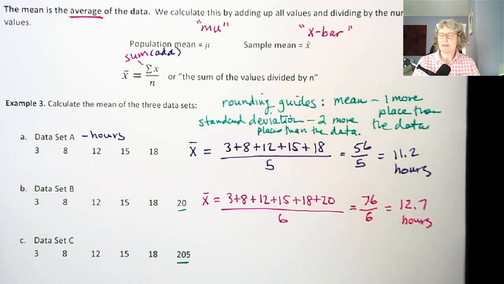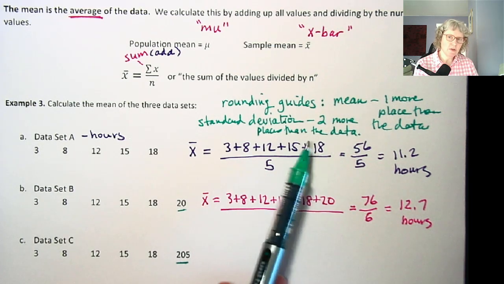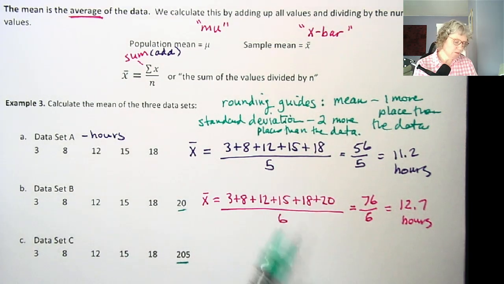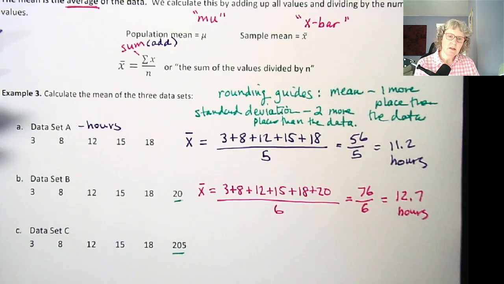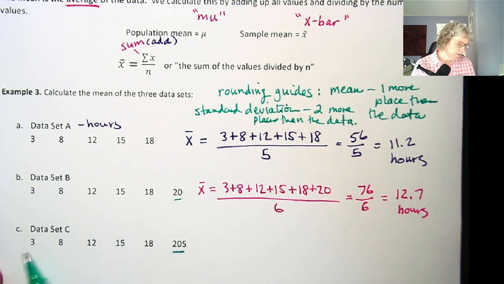Okay, in MyOpenMath, if it's a MyOpenMath question, just read the question very carefully. They'll tell you how many decimal places to put in. It may not match up with this. I'm going to try to make it match up with that, but just in case it doesn't, look for each individual question.